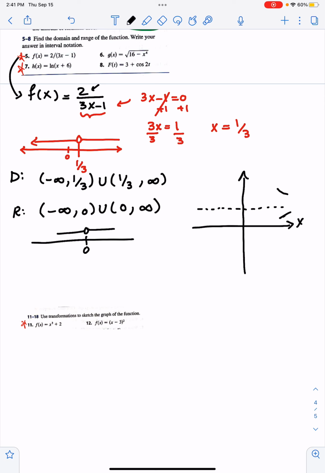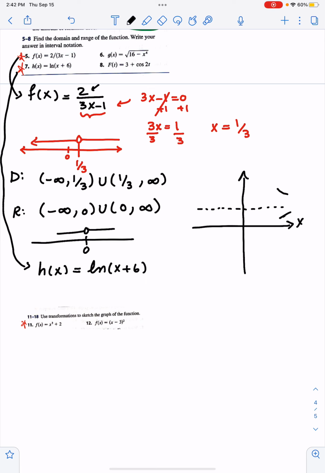Okay. Question number 7. It says find the domain and range of h of x is equal to ln of x plus 6. So in order to find the domain of this one, we always say inside ln must be greater than 0, not equal to 0, just strictly greater than 0. So x plus 6 is greater than 0. With any log function, the input of the log must be positive.